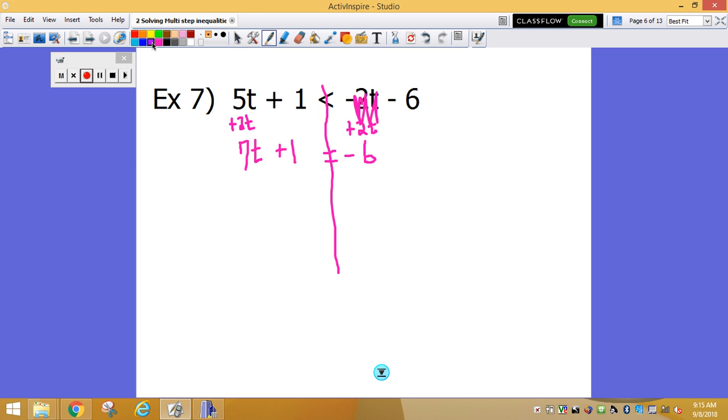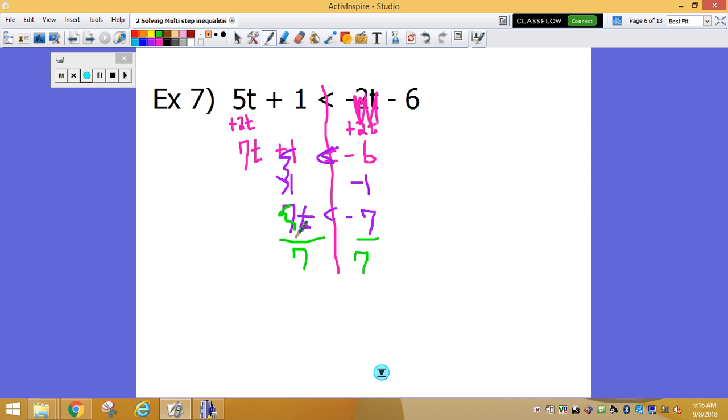Okay, now I want to move my number to the right. So the opposite of plus 1 is minus 1. So I have 7t. Whoops, that should not have been an equals, it should have been less than. And I got a less than negative 7. Now, 7 and t are multiplying, and the opposite of multiplying is dividing. So I'm going to divide by 7.